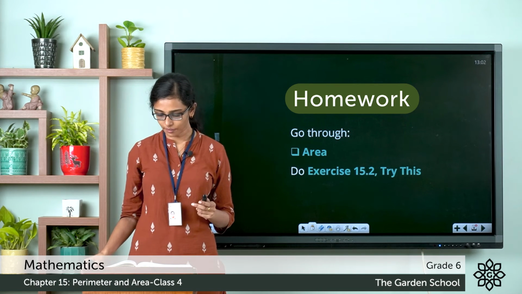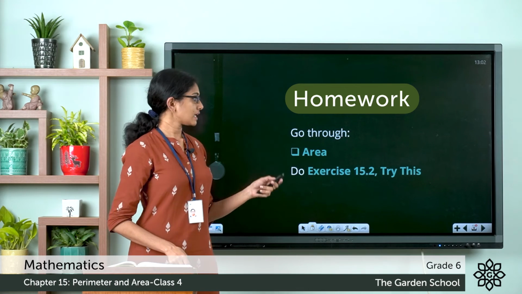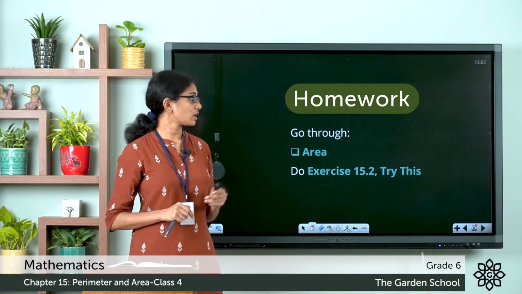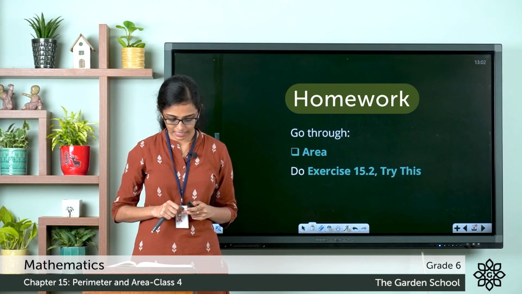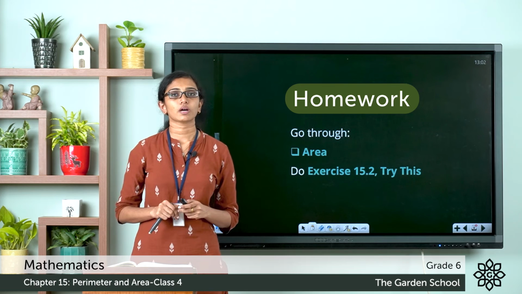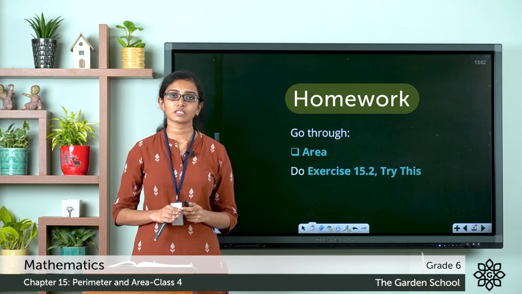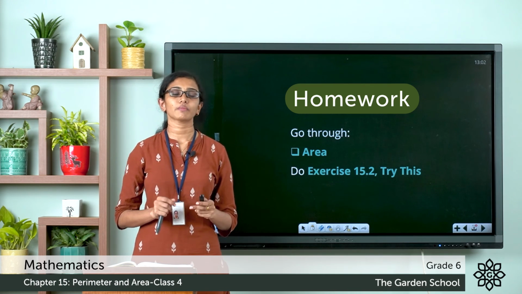You may go through this topic, which is given from page number 223 of your textbook. Then you'll be ready to work out a few questions from your textbook. You have to work out the questions from exercise 15.2, and there is a try this exercise in page number 224. So, you work out these questions. Please do take a picture of your answers and send us through Microsoft Teams.